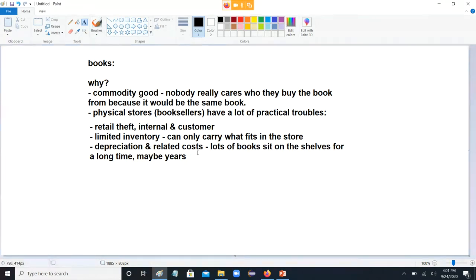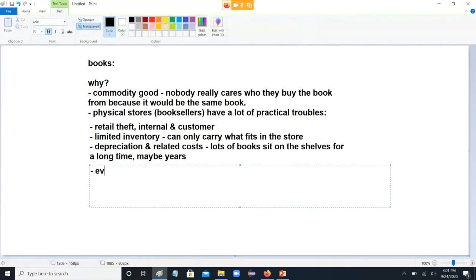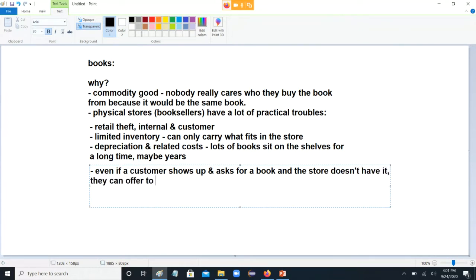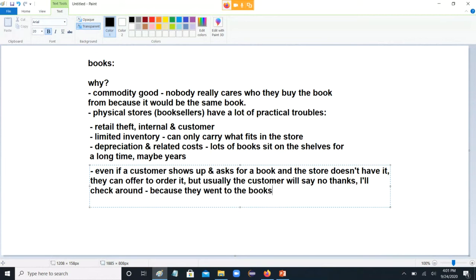All right, so now, of course, I'll add in one last thing. Even if a customer shows up and asks for a book and the store doesn't have it, sure, they can offer to order it, but usually the customer will say, no thanks, I'll check around. Okay, that's usually what happens because they went to the bookstore to buy it now. So if it's not there, the window's kind of closed.